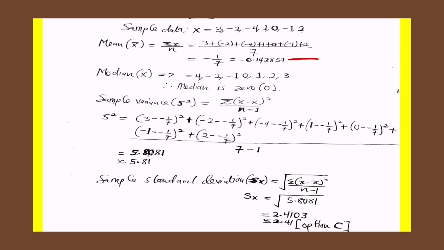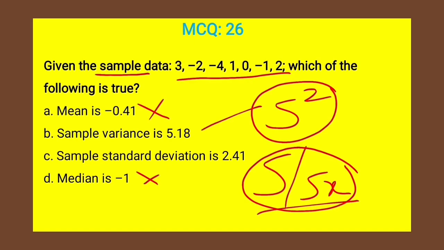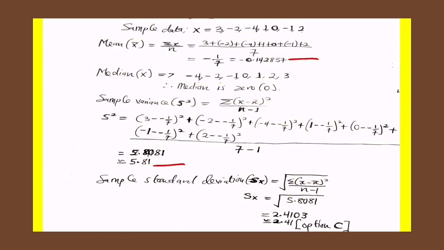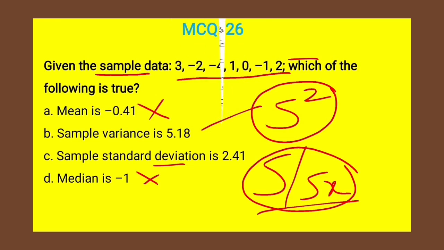When I estimated that with the manual form, the workings form, I had 5.81. In that, the sample variance was 5.81, and not 5.18. So that means the sample variance option is also out.